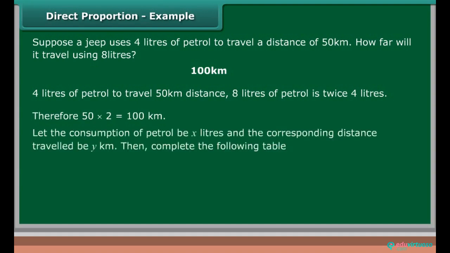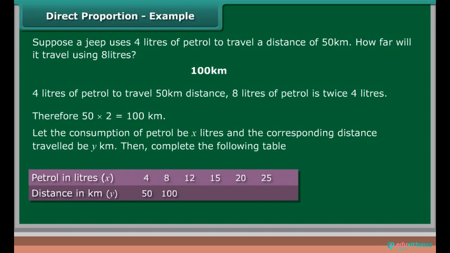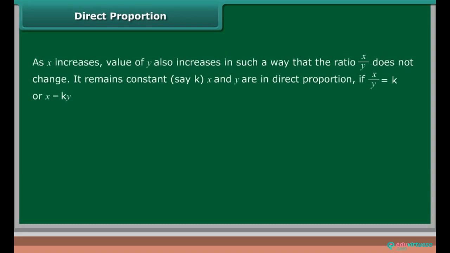Let the consumption of petrol be x liters and the corresponding distance traveled be y kilometers. Then complete the following table. Direct proportion. As x increases, the value of y also increases in such a way that the ratio x upon y does not change. It remains constant.